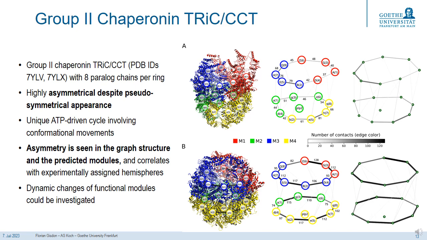In the second case study, we analyzed mechanistic and dynamic aspects of the chaperonin TRiC/CCT, which is mainly associated with the folding process of actin and tubulin. TRiC/CCT has 2 rings, and each one consists of 8 parallel chains. It is a highly asymmetrical protein complex despite its pseudosymmetrical appearance, and its mechanism relies on the asymmetry. We analyzed 2 conformations which appear in the mechanistic cycle. Both conformations show an asymmetry in the graph structure, which correlates with the experimentally assigned hemispheres. We additionally identified a key subunit of the complex, which also changes its affiliation to the computed modules.